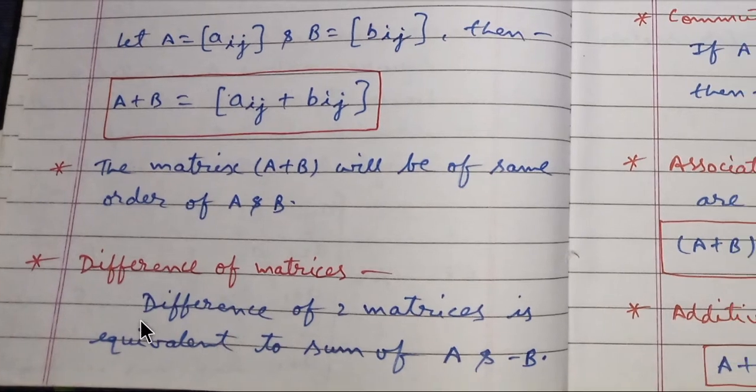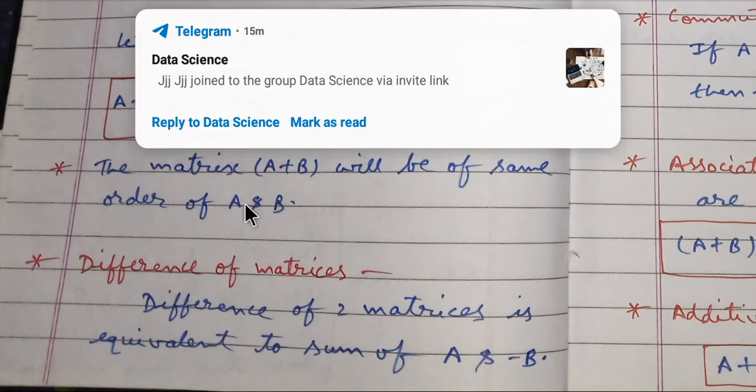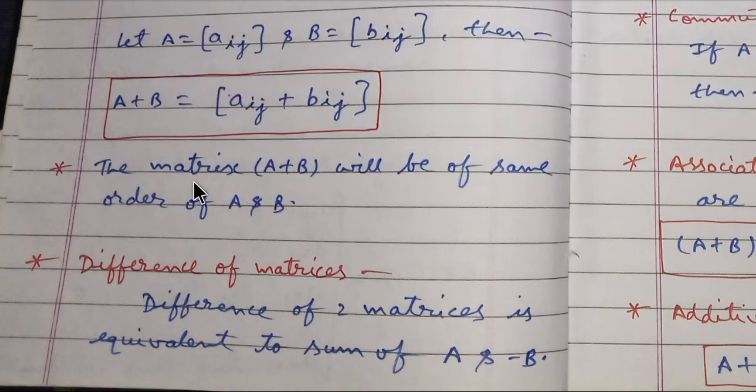This next point says that A plus B will be of the same order as A and B. This says that when we add the two matrices A and B, the resultant matrix will be A plus B, and this resultant matrix A plus B will be of the same order as matrix A and matrix B.